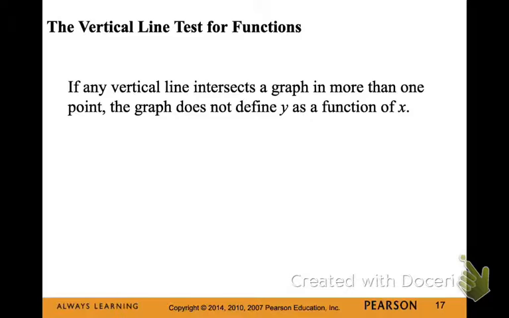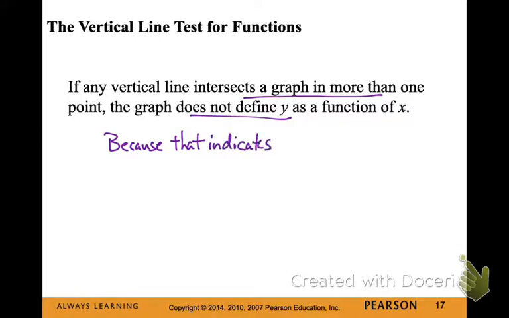When you graph a relation, you can tell from the graph if it's a function by doing what's called the vertical line test. If any vertical line intersects a graph in more than one point, then the graph is not a function. That's because when that vertical line touches the graph or the curve more than once, that indicates more than one y value for a single x, or for a single input.